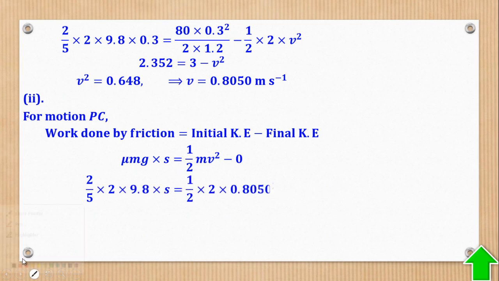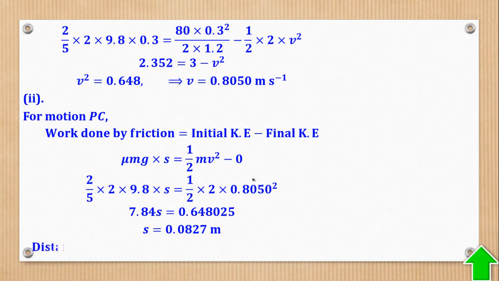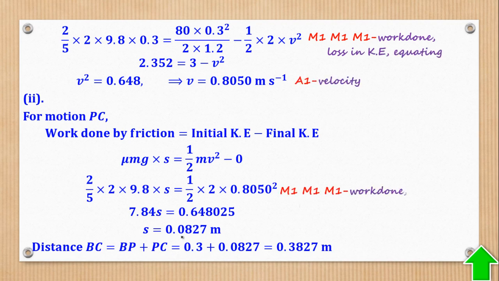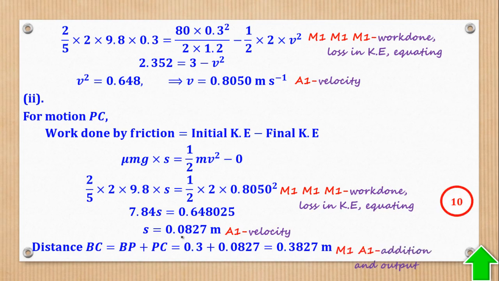So substitute mu mg, m, v, and this is 0. So here I can make s the subject, and that will be the distance they want. So distance BC will now be BP plus PC. And that is what they wanted.